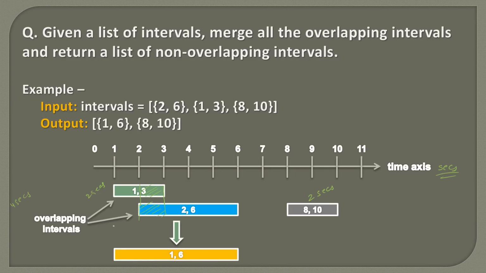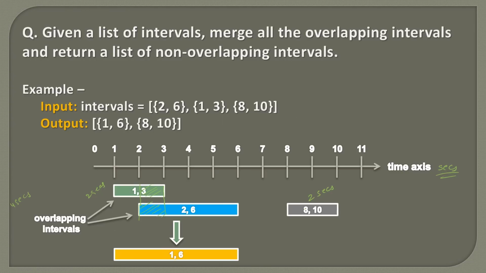The start will remain the same because this interval came first, and the end will depend on which interval has the maximum capture duration. Here in this case, the first interval is completed at the 3rd second and the second interval is completing at the 6th second. So we will take the max of 3 and 6, and it merges to 1, 6. This is the merged interval because these two intervals are overlapping each other.